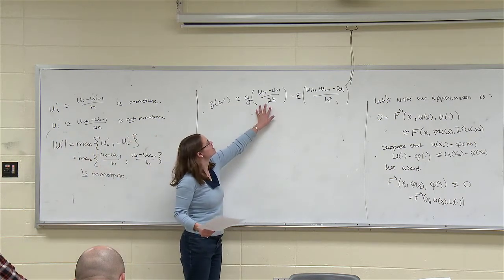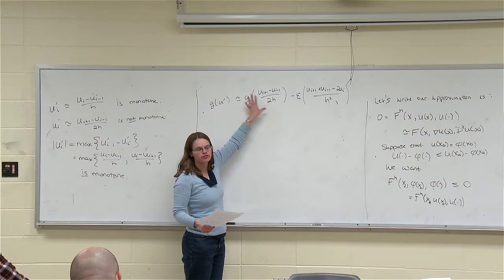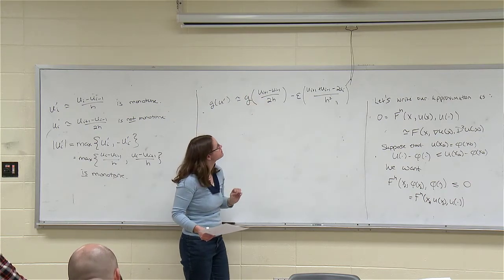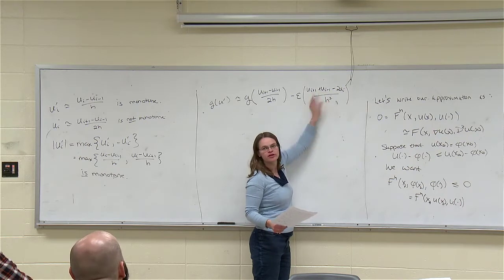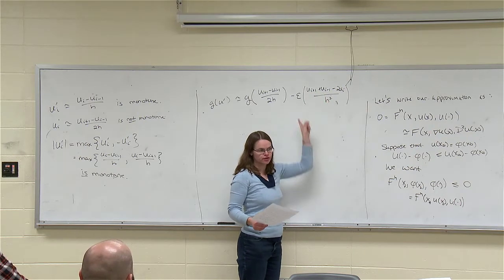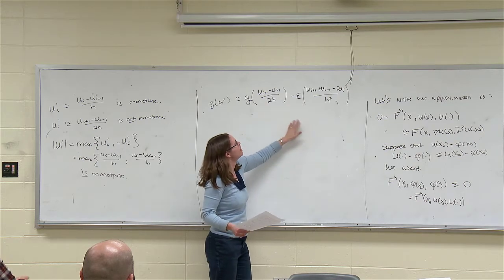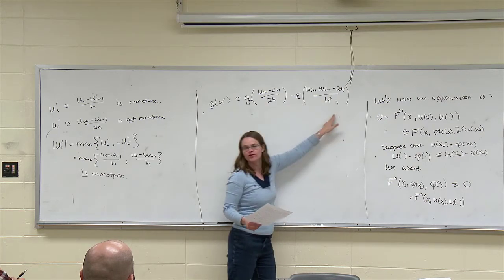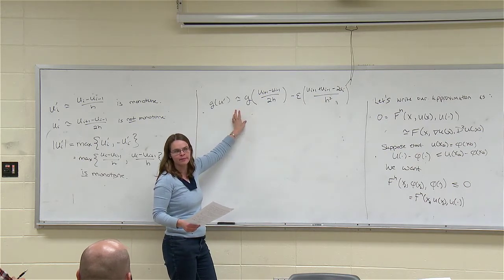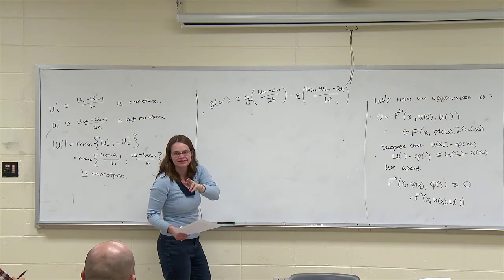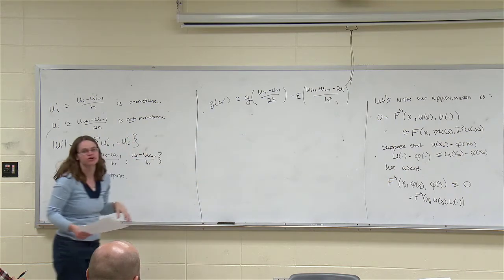So here, if I increase the value of the neighbors, this could go up, could go down. If I increase the value of the neighbors here, this is certainly going to cause things to go down. And the key is I need to choose epsilon big enough so that this will cause things to go down more than this might cause things to go up. Yes? What's G? G is just some function. Yeah.